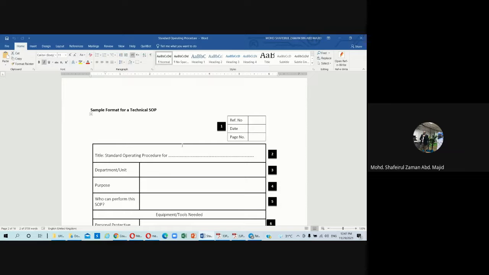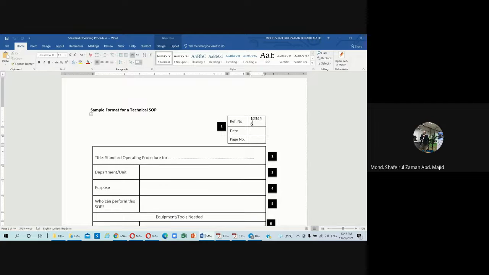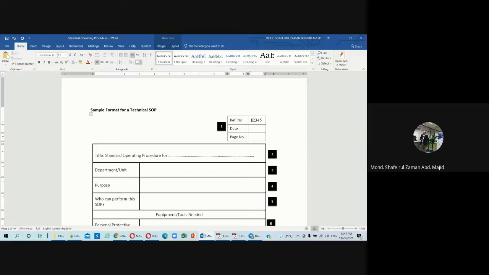Even though in the future, when you start working, the company that you work with will have a different template of the SOP, the contents are basically the same. So number one here, you need to have the reference number, the date and the page number. So let's say the reference number here is maybe 1, 2, 3, 4, 5, and 6. Okay, make it 95.